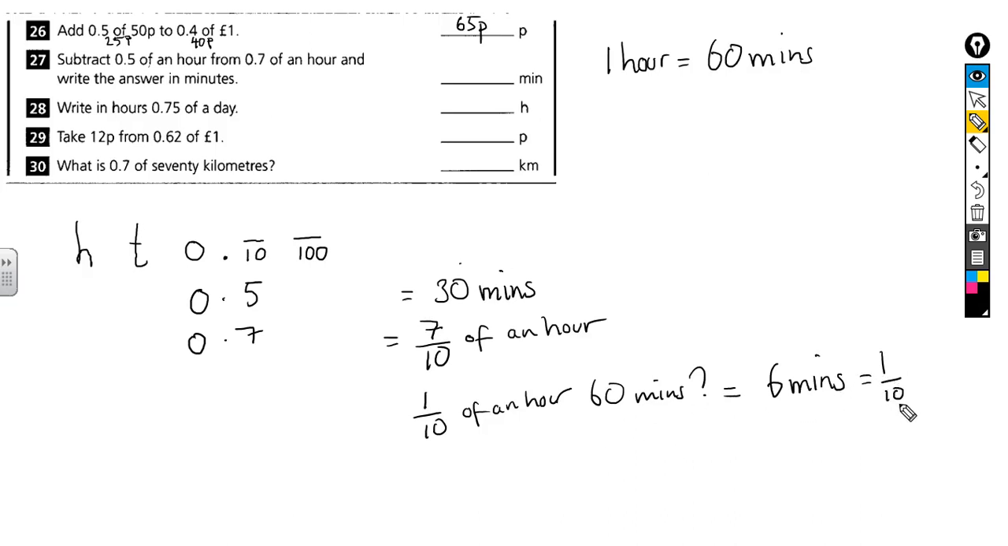So if I know that 1/10 is 6 minutes, then 7/10 must be 6 times 7, which is equal to 42 minutes. So what have we got here? This bit is 42 minutes, and this bit is 30 minutes. We're asked to subtract the 30 minutes from the 42 minutes, and that will leave us with 12 minutes.